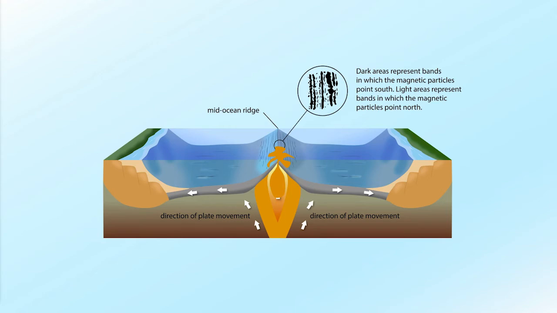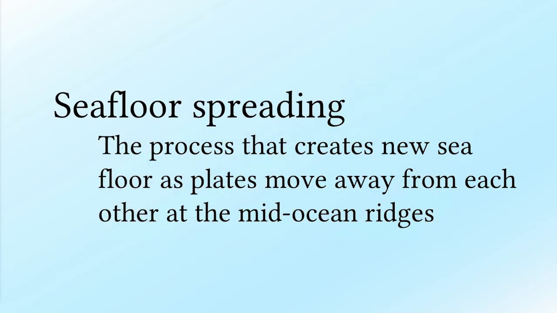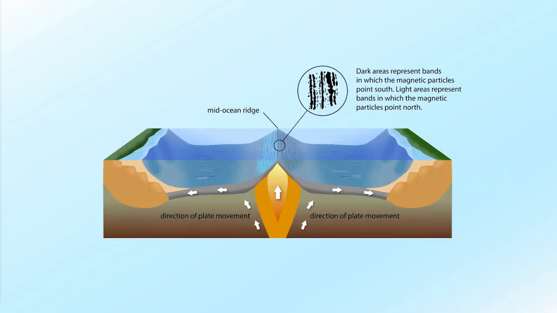This process is called seafloor spreading. Seafloor spreading is the process that creates new seafloor as plates move away from each other at the mid-ocean ridges. Seafloor spreading explains many of the features we see around ocean ridges. With this process, the crust at the ridges then would be newer than the crust further away from the ridges, so that newer crust would have less time to accumulate ocean floor sediment.